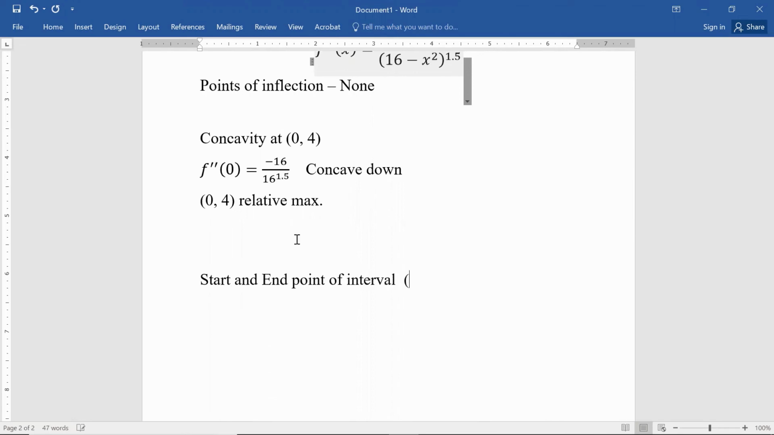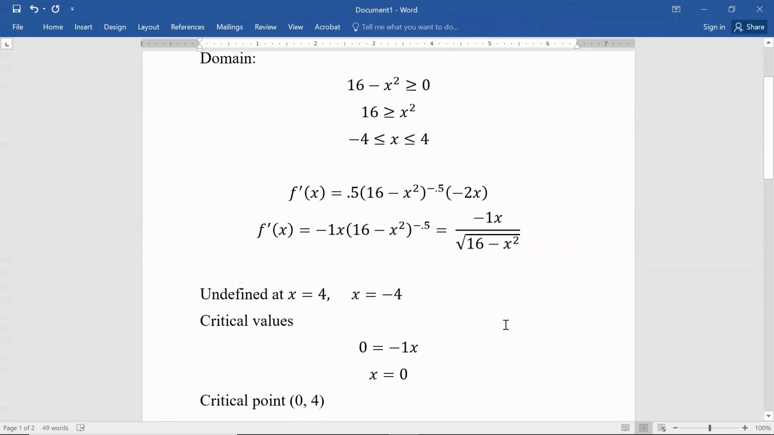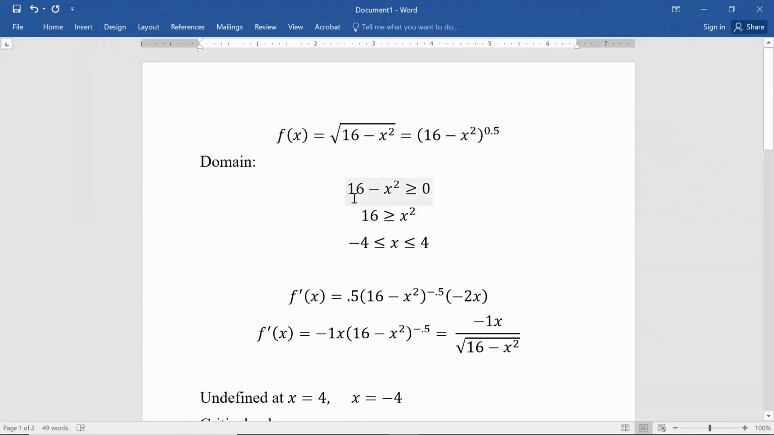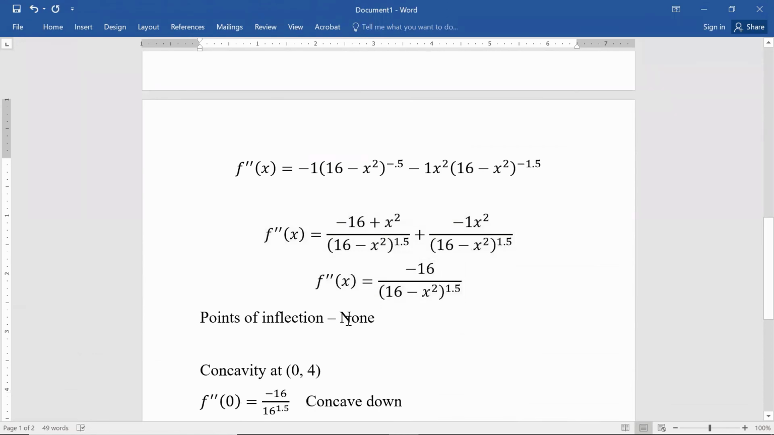So I said 4, 0, -4, 0. If you start on the left, you start with the negative. If you end on the right, you end with the positive. Or if you read it backwards, obviously you can read it backwards. Therefore, we can understand what this graph is doing. We're concave down along this entire interval because there's no point of inflection. So it always has to be concave down in between the endpoints. We know 0, 4 is a relative max. We know it's concave down, and we know the start and end value of the interval.